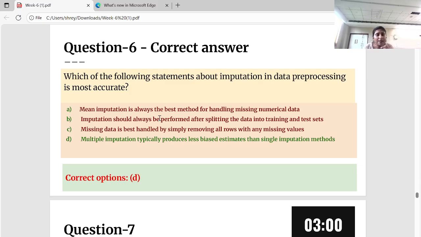Third, missing data is best handled by removing all rows with any missing values. This is not a good option. Last, multiple imputation typically produces less biased estimates than single imputation methods. So what we apply is we can have multiple categories of imputation. For example, if salary is missing, first I divide it into different categories of your designation, let's say manager, clerk, receptionist, because these categories will help me find the true value of that imputation more easily.